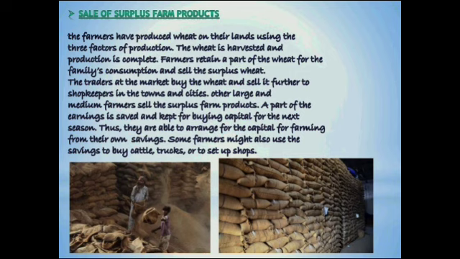Let us suppose that the farmers have produced wheat on their land using the various factors of production. The wheat is harvested and production work is complete. What do the farmers do with the wheat? They retain a part of the wheat for the family's consumption and sell the surplus wheat. Surplus means the extra wheat that they don't require for their family, they sell that in the market.